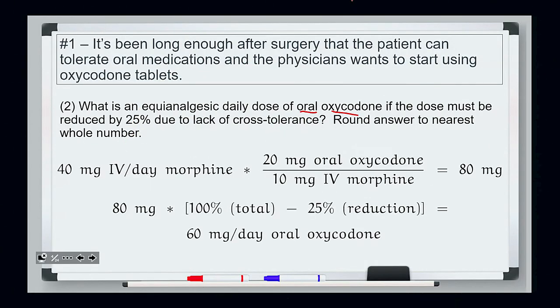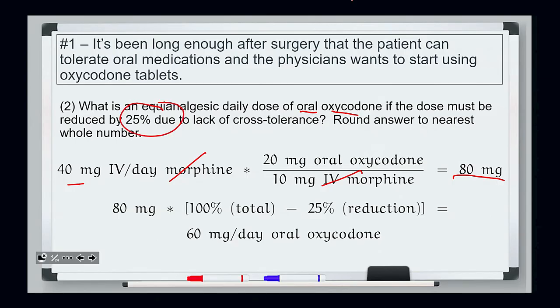So my total that I just solved for, 40, times 20 milligrams of oral oxycodone goes on top because I need to cancel my morphine milligrams on the bottom. So 40 times 20 divided by 10 gives me a total daily dose of 80 milligrams. However, it's a new opioid, so I need to reduce the dose by 25%.